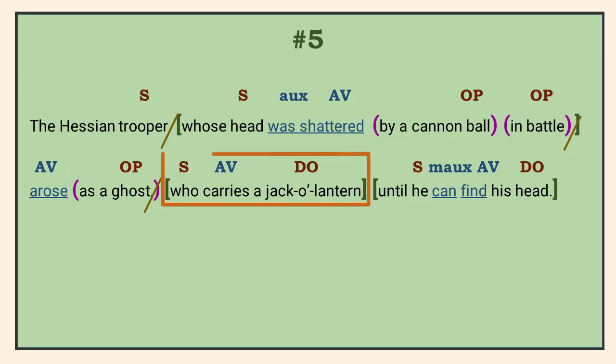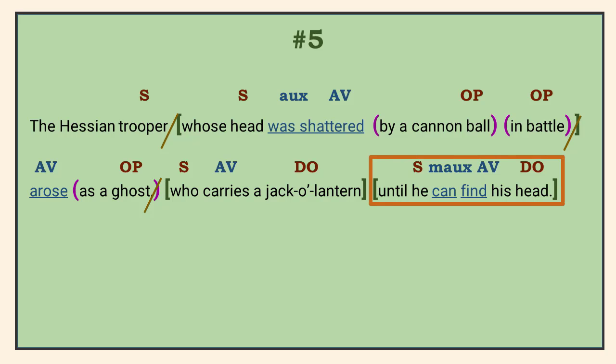Who carries a jack-o'-lantern identifies what kind of ghost. It's a key part of that sentence's meaning, so no commas. We know we need it because the adverb clause at the end of the sentence modifies carries, telling when. And since the adverb clause follows the verb it modifies, we don't put a comma in front of it.